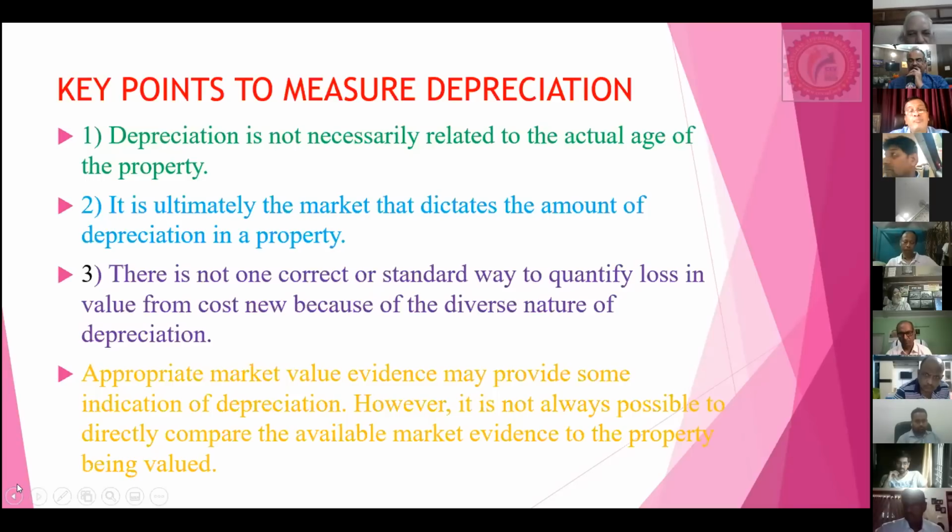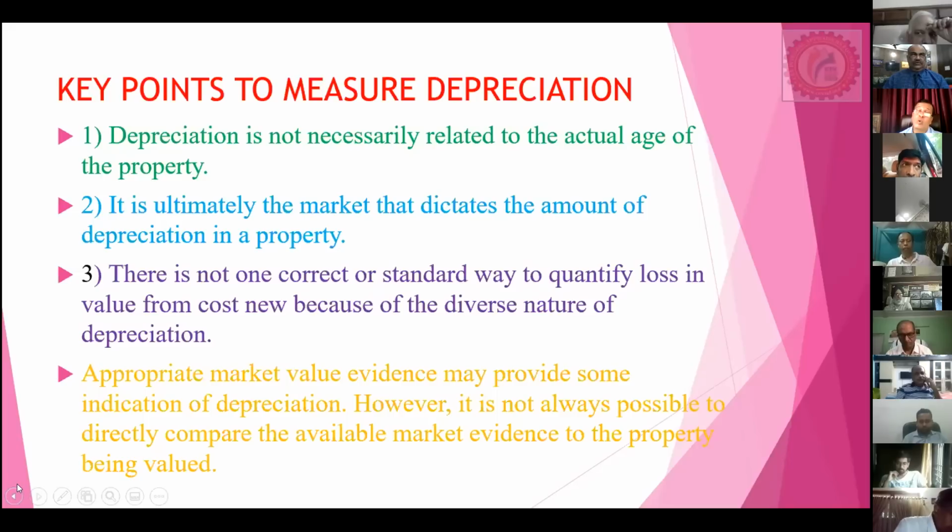Okay, it is ultimately the market that dictates the amount of depreciation in the property. If you want to calculate the depreciation exactly, that will be decided by the market. You have to prepare a chart of your own. How to prepare that chart? Today's session is regarding that one. How to prepare that depreciation chart, total life chart, and also the age of the building and economic age of the buildings. I will come up with a larger number of problems, so don't worry.